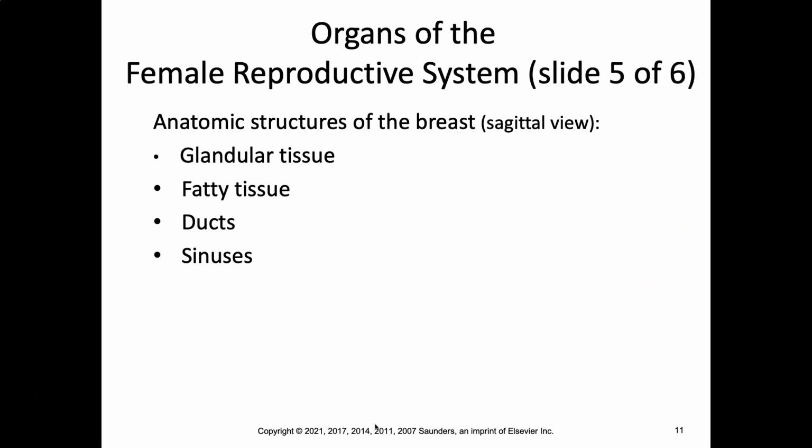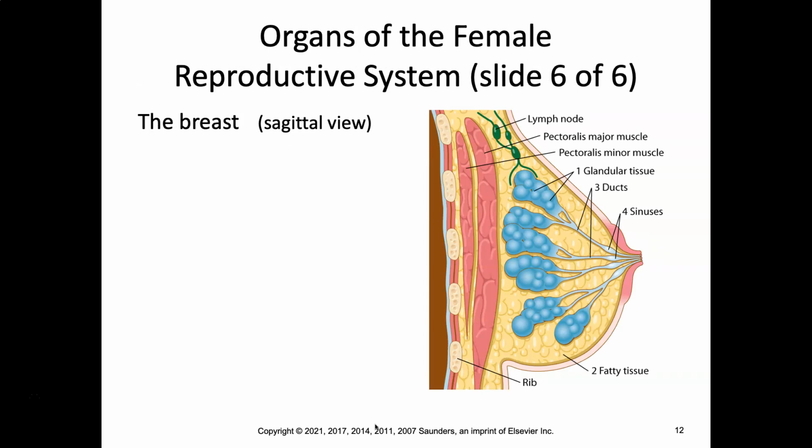So, also included in the female reproductive system are the breasts. Those are made up of glandular tissue, fatty tissue, ducts, and sinuses. Yes, sinuses. Sinuses are one of those words that are used throughout the body in several places to talk about spaces. So here you go.